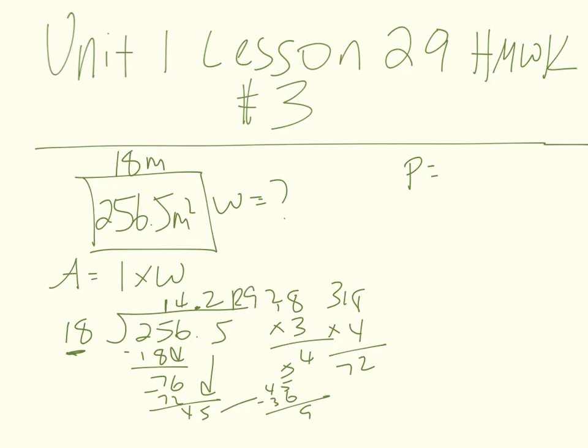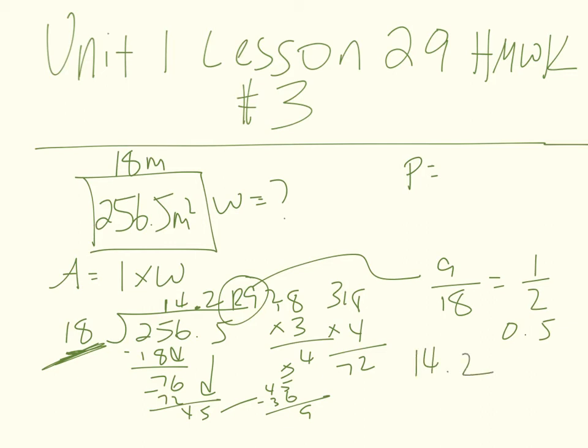Now, the question is what do we do with this remainder 9? Well, we talked about in class taking the remainder and putting it over the divisor. And we know 9 over 18 is equal to 1/2, which is also 0.5. So if we wanted to add that to 14.2, which is part of our answer right here, we would add 0.5 to that, and our answer would be 14.7.